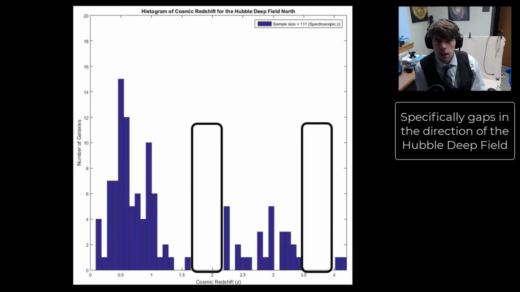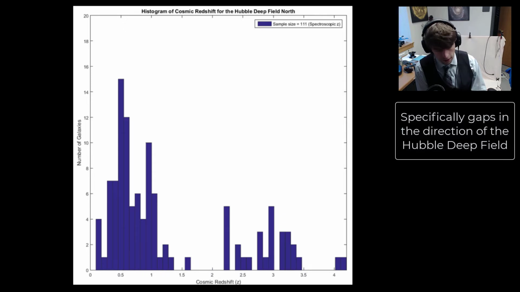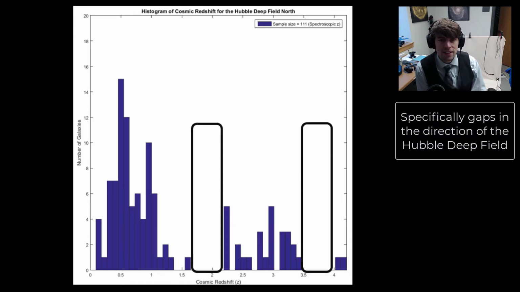It seems kind of odd that about distances corresponding to 1.6 to 2.3 in redshift, or about 3.5 to 4, those distances don't have any galaxies. Huh. So, universal structure. Now, how do we actually model what the universe looks like?